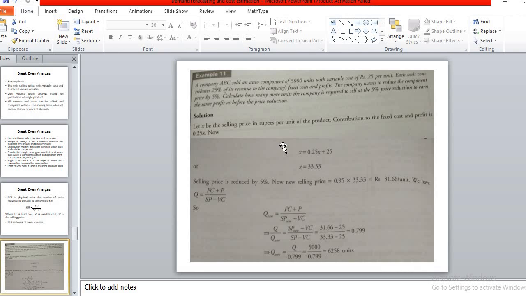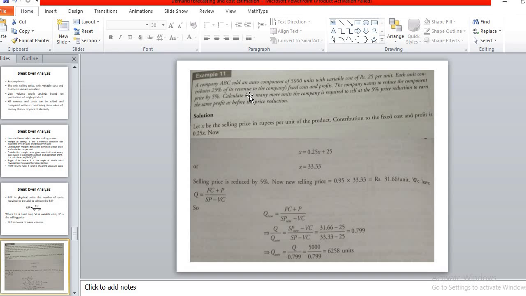This company produced 5,000 units with variable cost 25 rupees per unit, and each unit contributes 25% of its revenue to the company's fixed cost and profit.